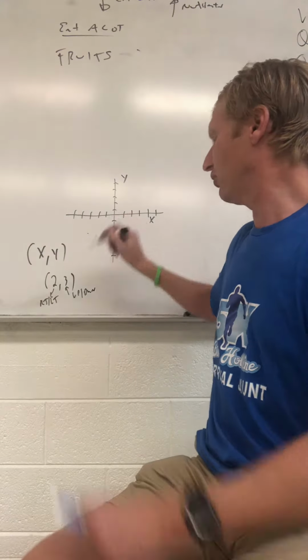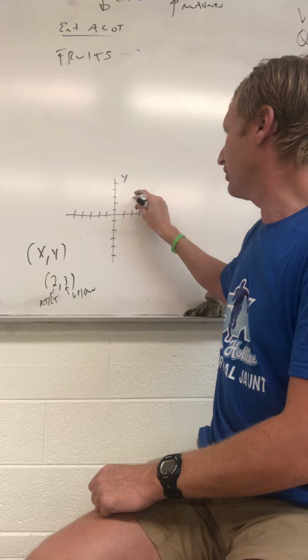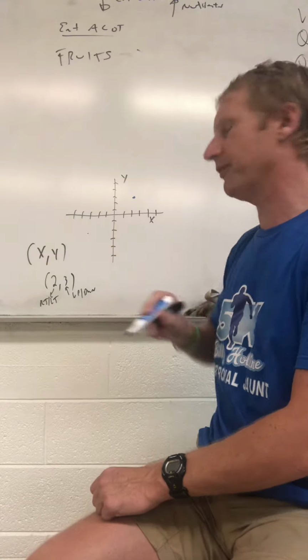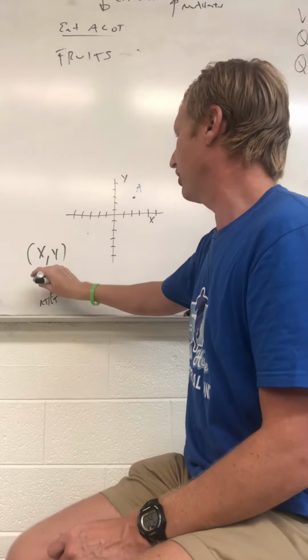So we're starting at the origin here. We go 2 to the right, and then we're going to go 3 up. And we make a dot, and there's the point. Okay? So we're going to call this point A. I'm going to label that A.